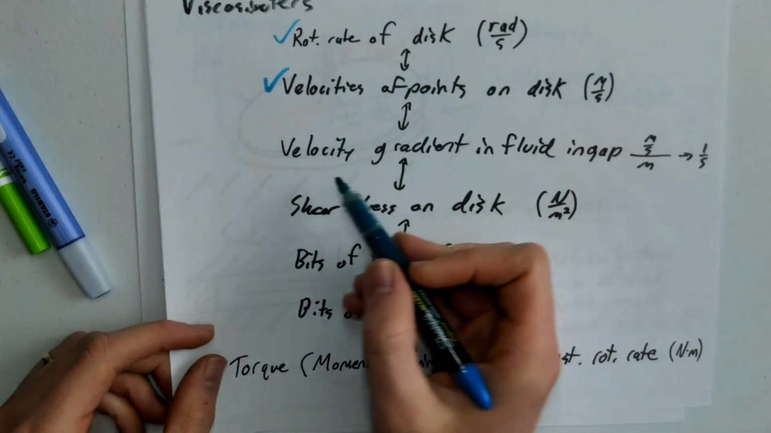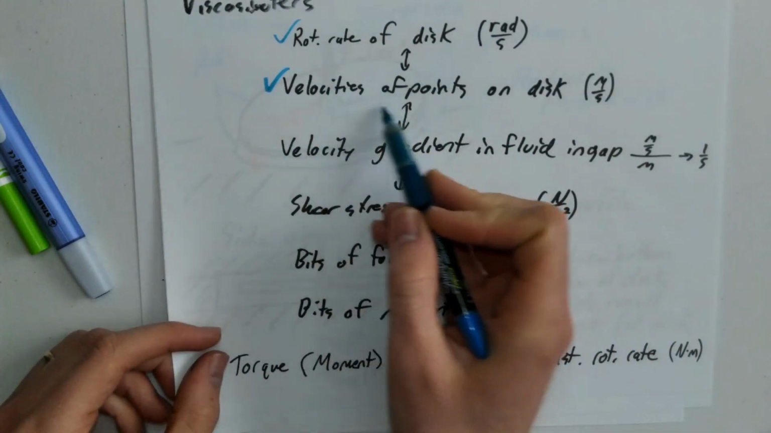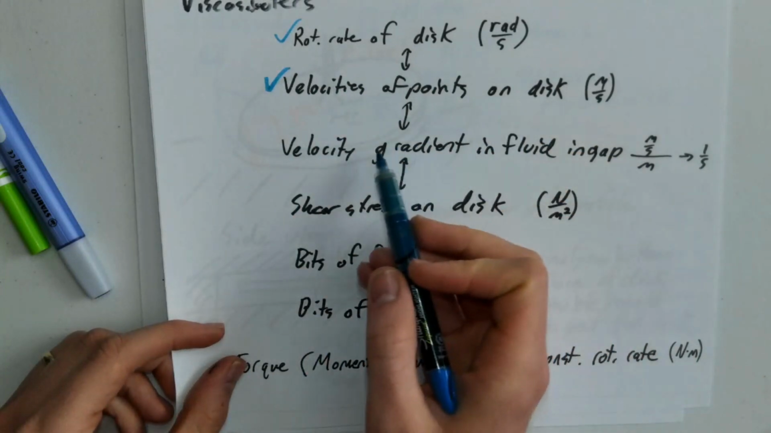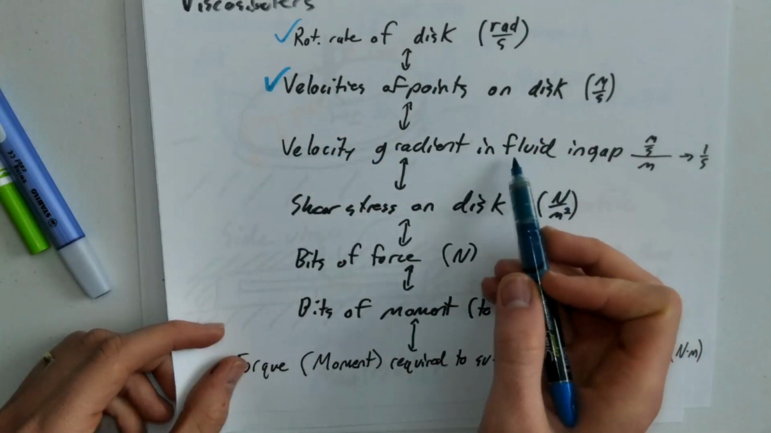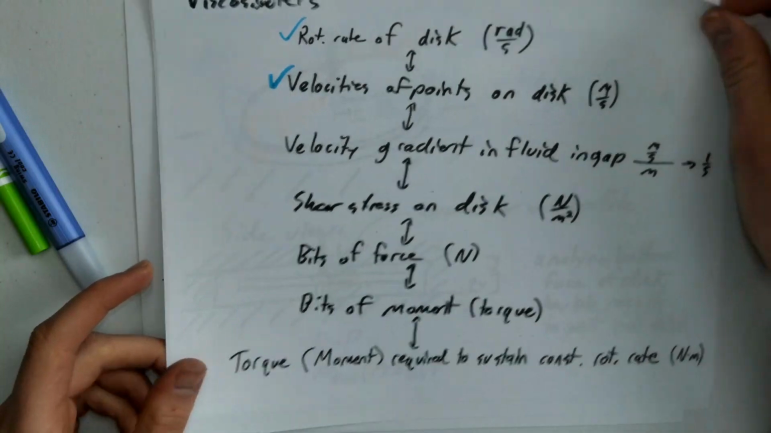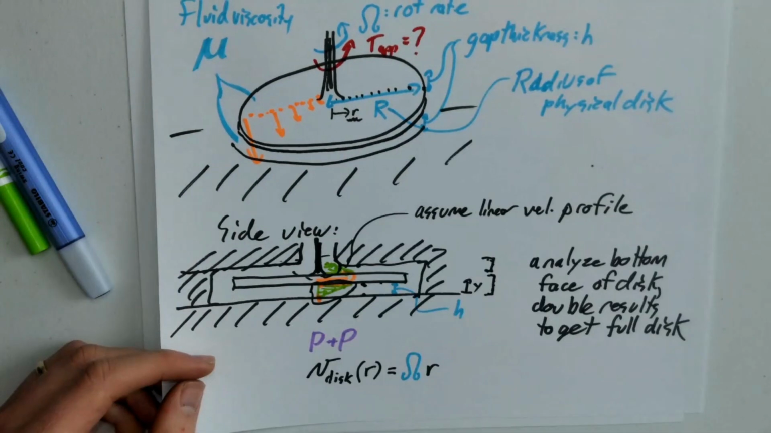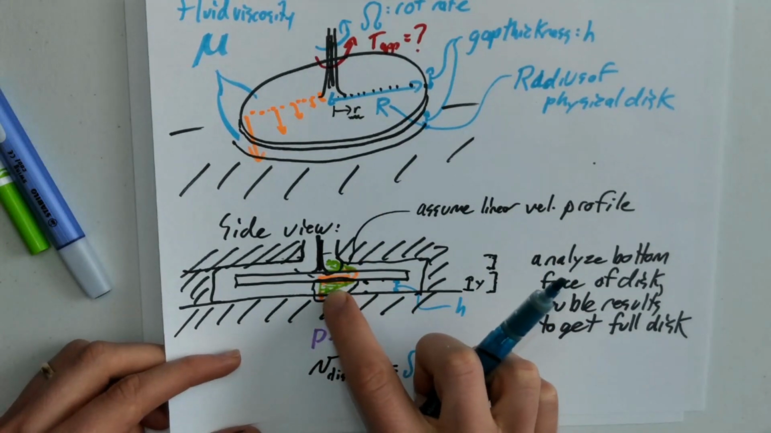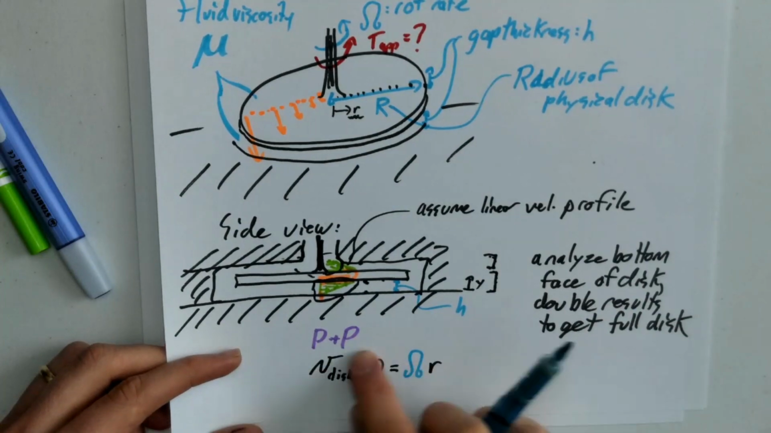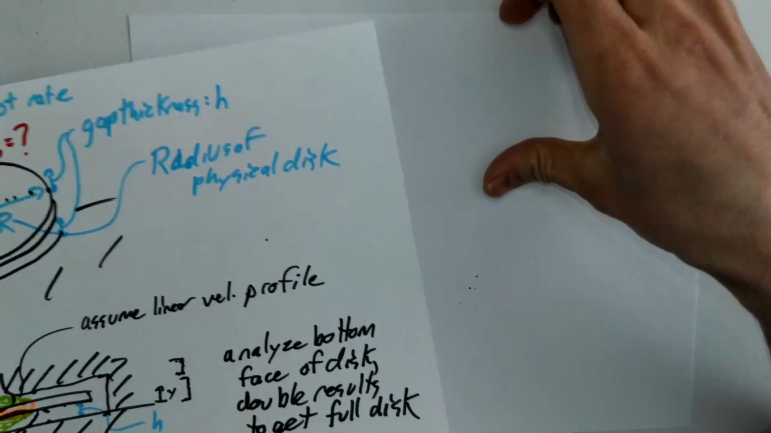So now let's try to look at, hey, do these velocities of the points on the disk inform the velocity gradient in the fluid in the gap, right? So we already have this idea that there's a velocity gradient of the fluid in the gap, but can we get it in terms of this velocity of the disk?